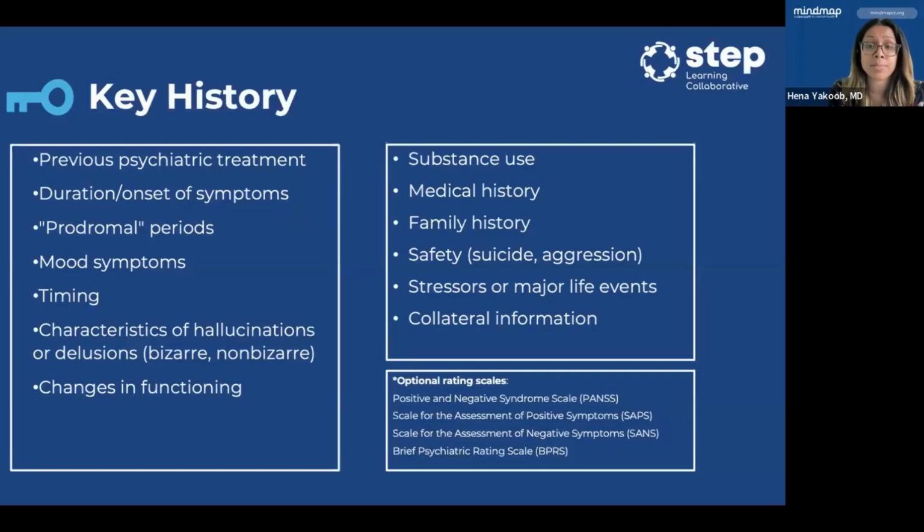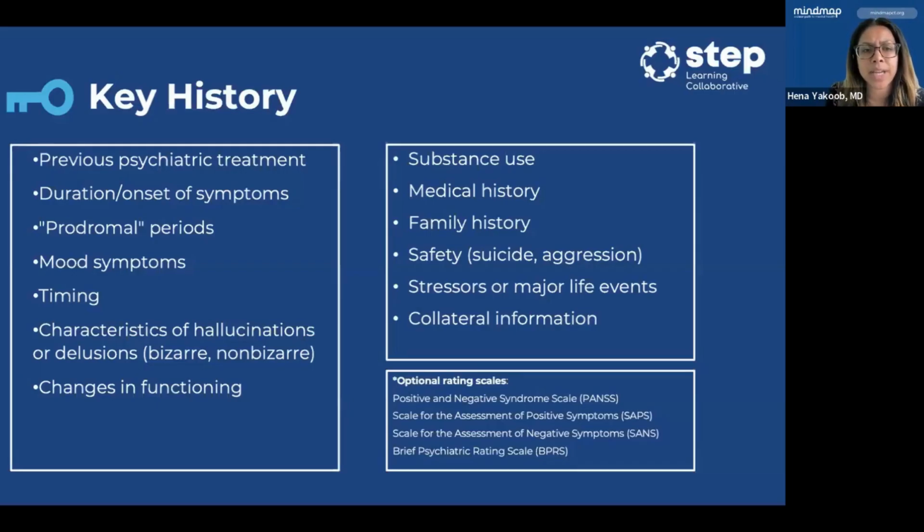Mood symptoms and timing. Somebody mentioned, did the psychosis precede the depressive symptoms? That's actually a very, very important and key aspect of the history that we will be taking some time to go a little more in depth on.